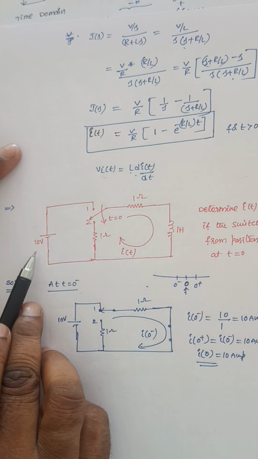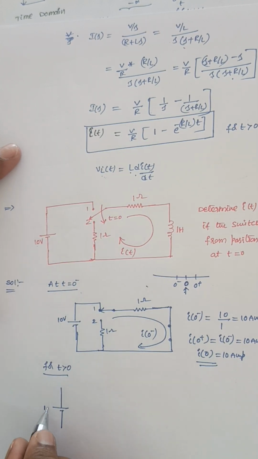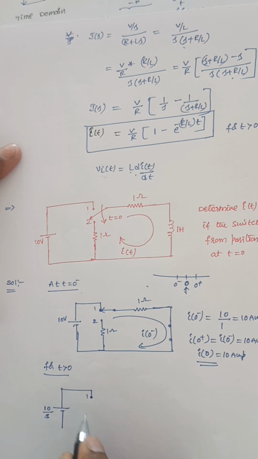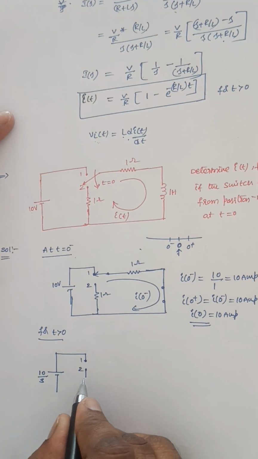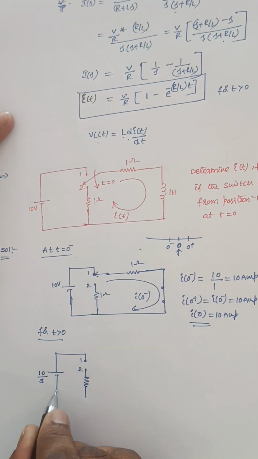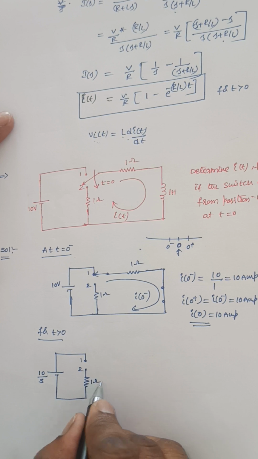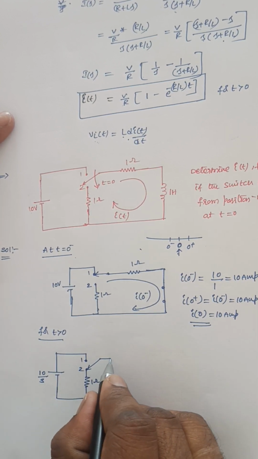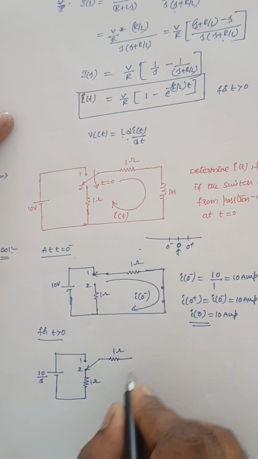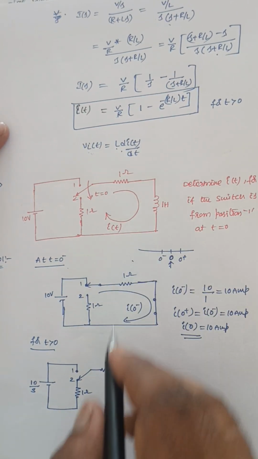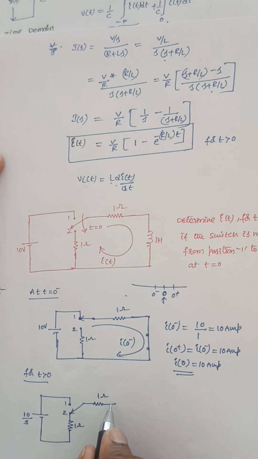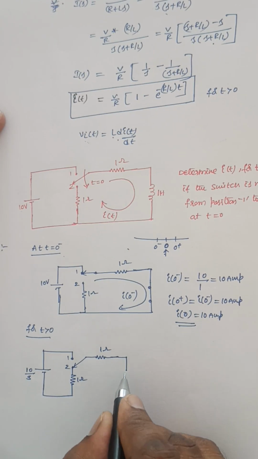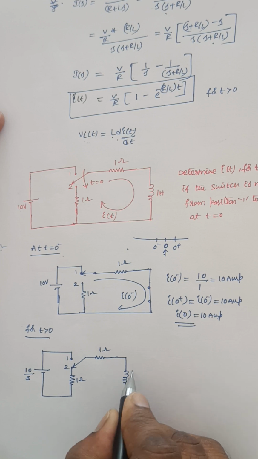In frequency domain, if it is a constant, it will become 10 divided by S volts. Now this is position 1, this is position 2. If there is a resistor, the same resistor we need to indicate. So this value is 1 ohm, and the switch is at position 2, and this is the resistance 1 ohm. Wherever the inductor is there, I need to replace this inductor with this inductance, that is Ls.